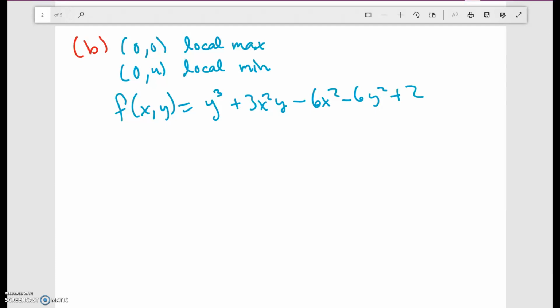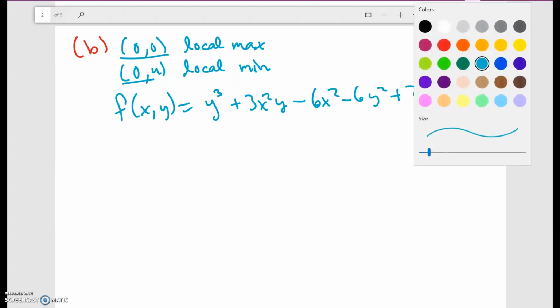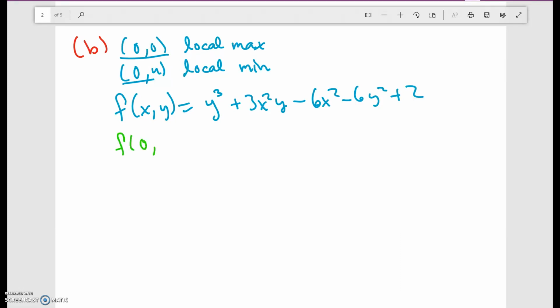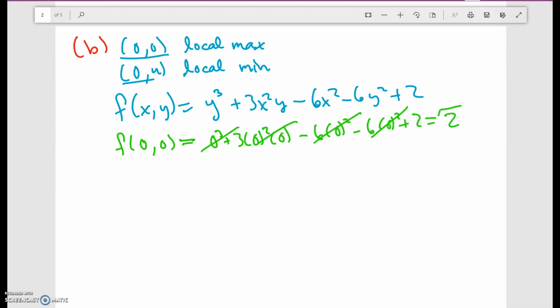So now all we have to do is plug in these points to figure out what my value is at these points. The first thing I'm going to do is plug in (0, 0). When I plug in (0, 0), what I'm going to get is 0 cubed plus 3 times 0 squared times 0 minus 6 times 0 squared minus 6 times 0 squared plus 2. And if you notice, everything cancels out and all I'm left with is 2. So this one is what we're going to call my relative max. Okay, so that's the maximum point.